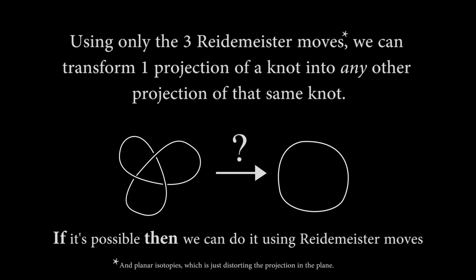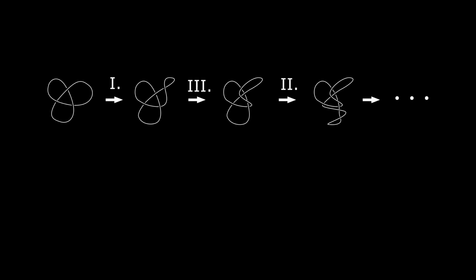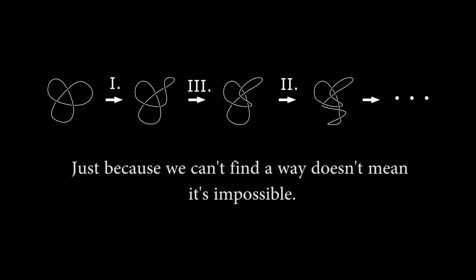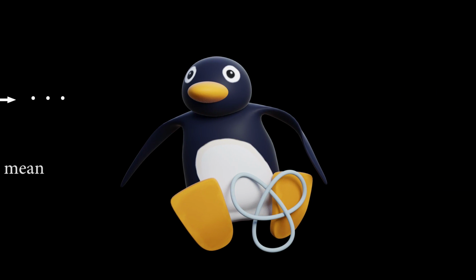But there's still a problem. What if we keep trying Reidemeister moves, but we can never untangle the trefoil knot? That doesn't mean it's impossible, it just means we can't find a way to do it. So, how could we actually go about proving that it's impossible? Any ideas? We could give up. Or we could use an invariant of knot diagrams called tricolorability.